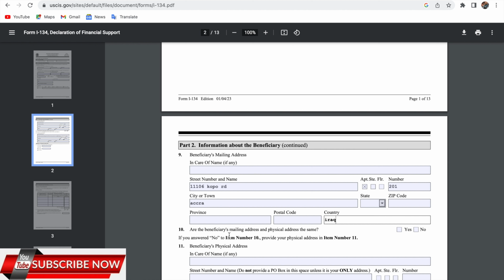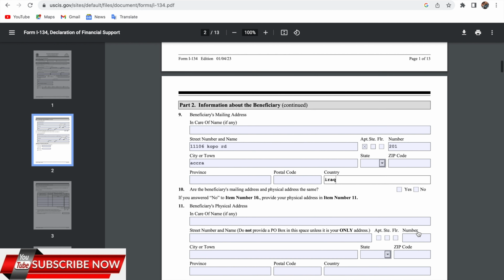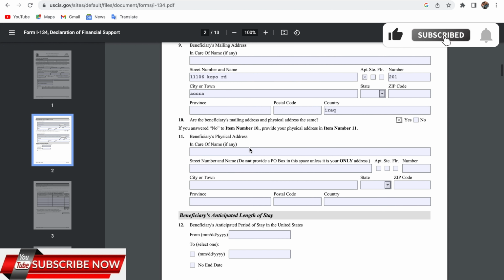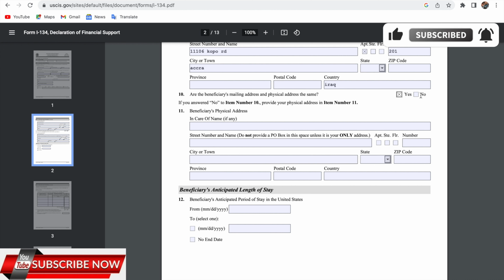And it says, are the beneficiary's mailing address and physical address the same? So if your mailing address and your physical address are the same, you just click yes. If it's not the same, you click on no. If you click on no, then you have to put in the physical address over here. But if you click on yes, then you just go ahead and leave it blank. But if you click on no, you just have to fill up this part.